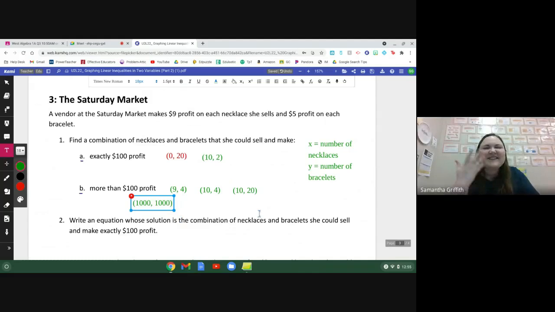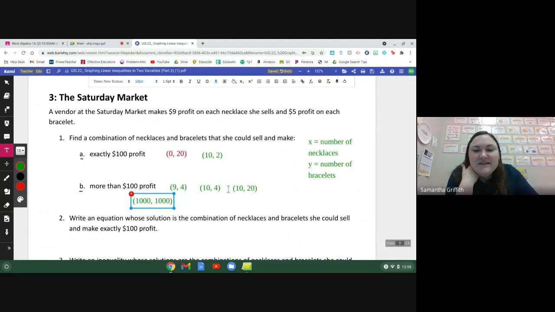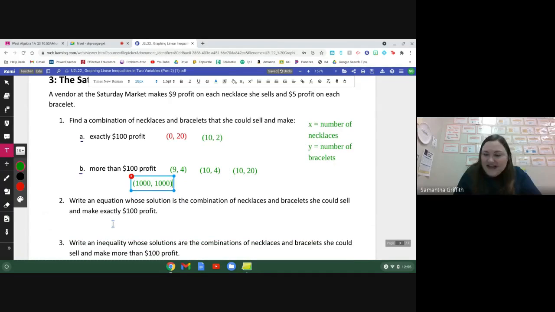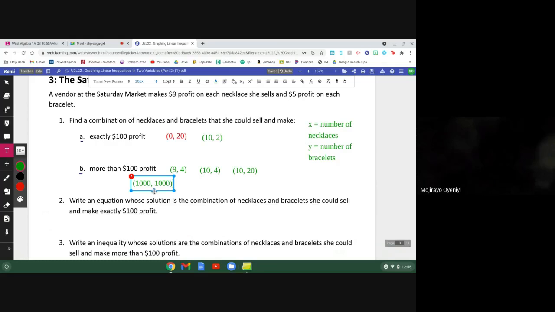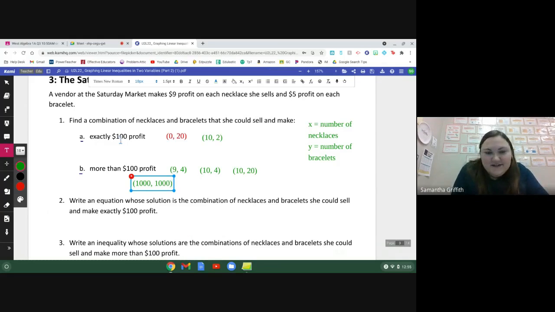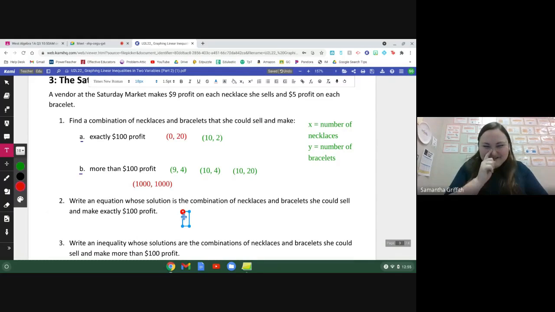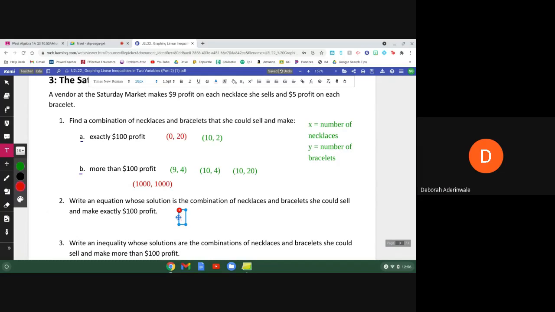The purpose of this was to get us started, so we've got a couple points. We're going to come down to the second part, which says write an equation whose solution is the combination of necklaces and bracelets she could sell and make exactly $100. So based on this information, we're going to write an equation to show how many necklaces and bracelets she would need to sell to make exactly $100. Take a moment, see if you can come up with an equation. Don't share out yet. I want to give everyone a chance to write an equation, and then we'll see what we got. Okay, I'm ready.